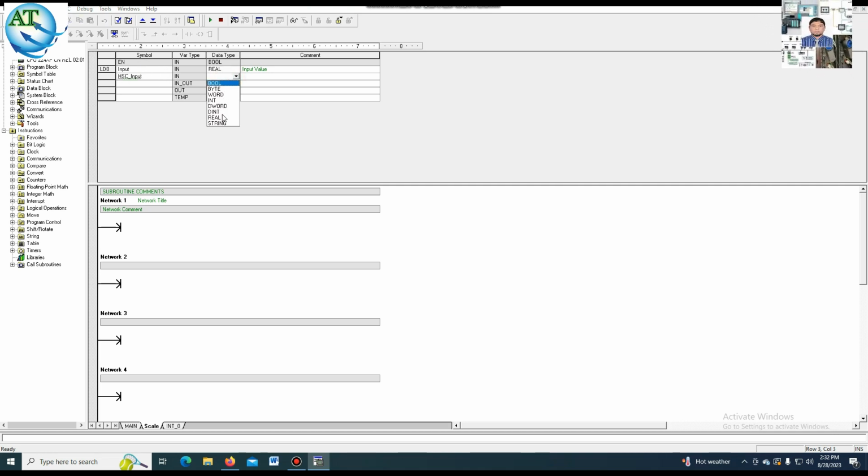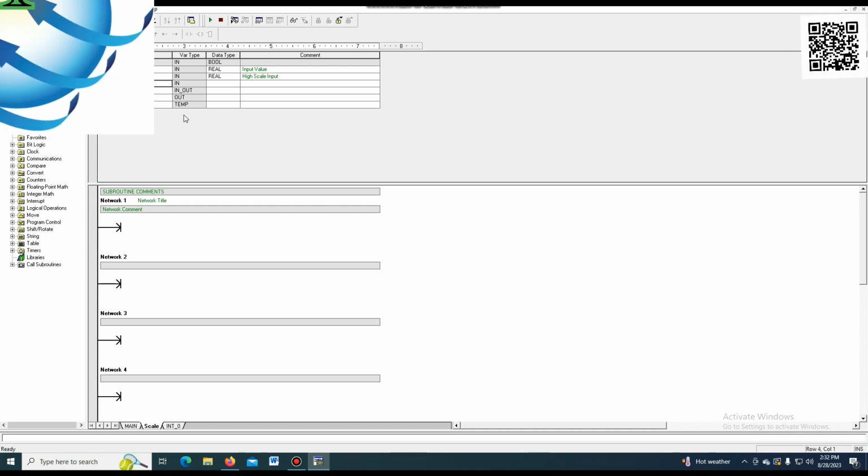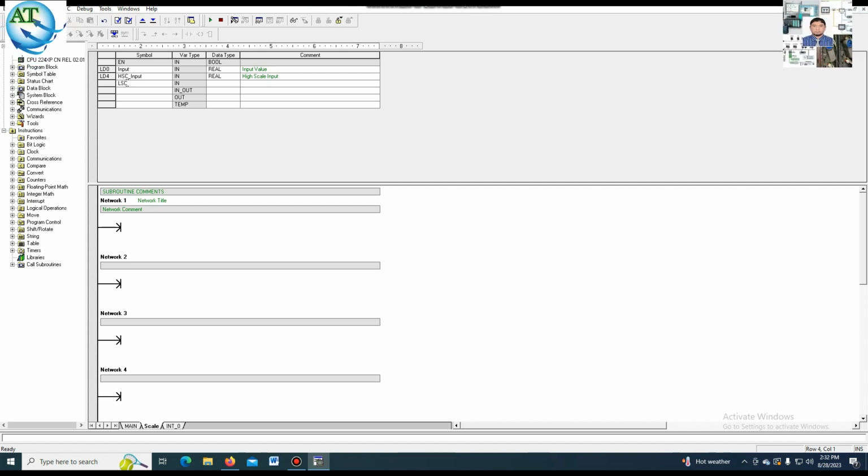It is also real, so we make it real. Its name is high scale input. Then we go to the low scale input. We define it as low scale input. It is also a real value, so the type is real. Okay, then high scale is finished, low scale is finished.